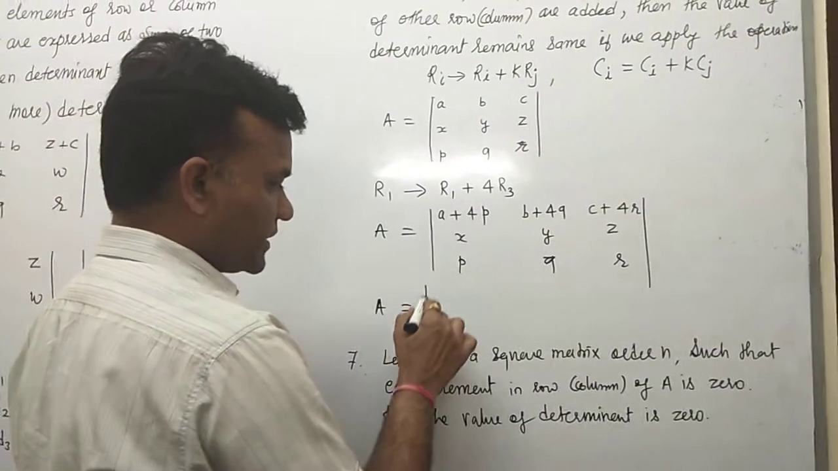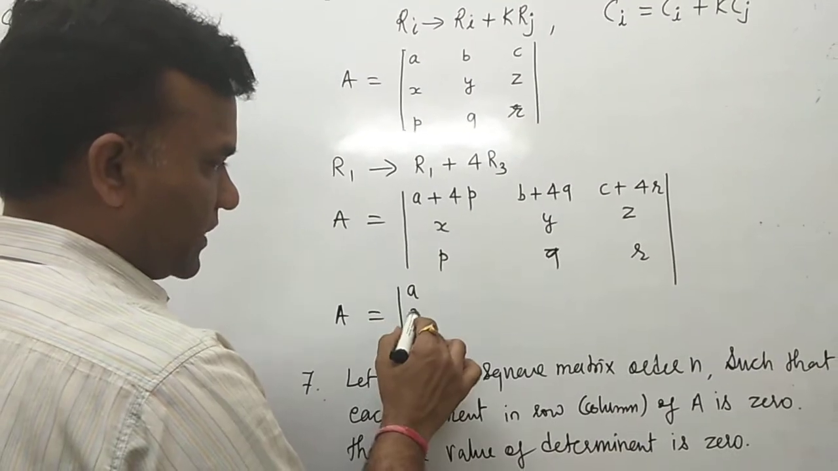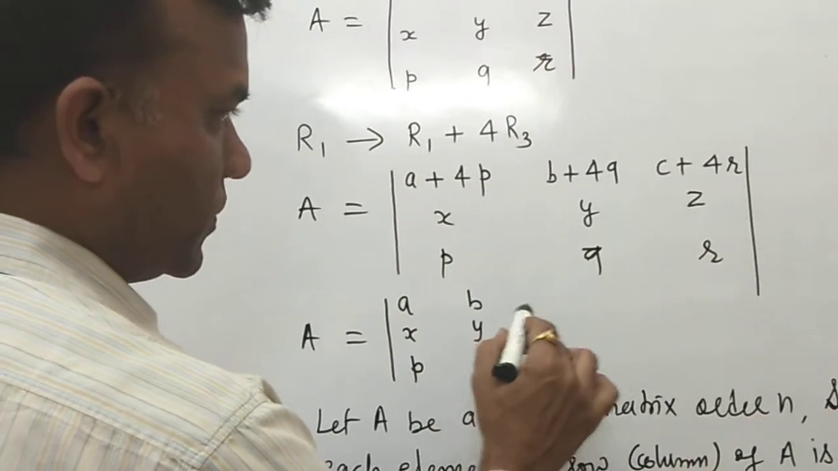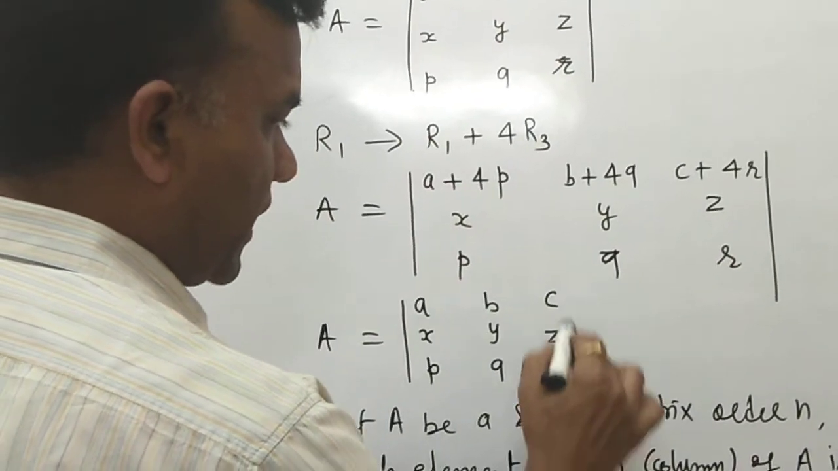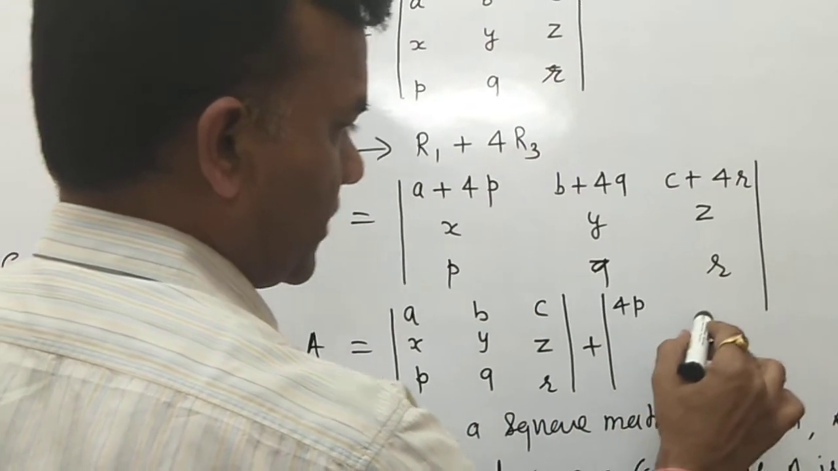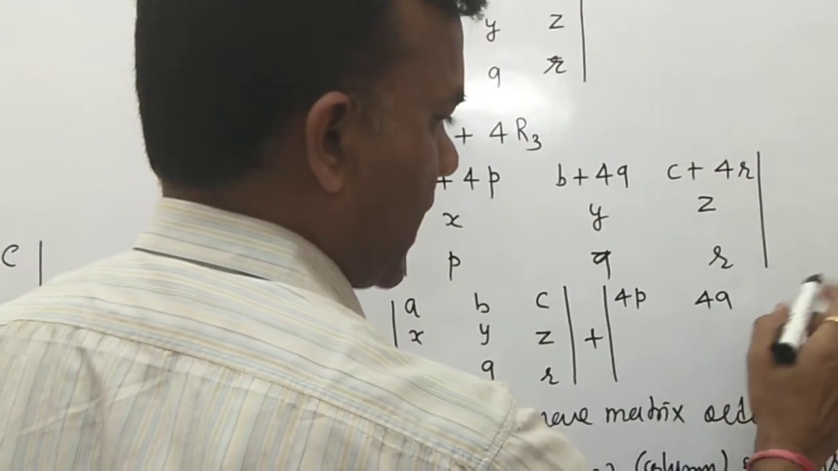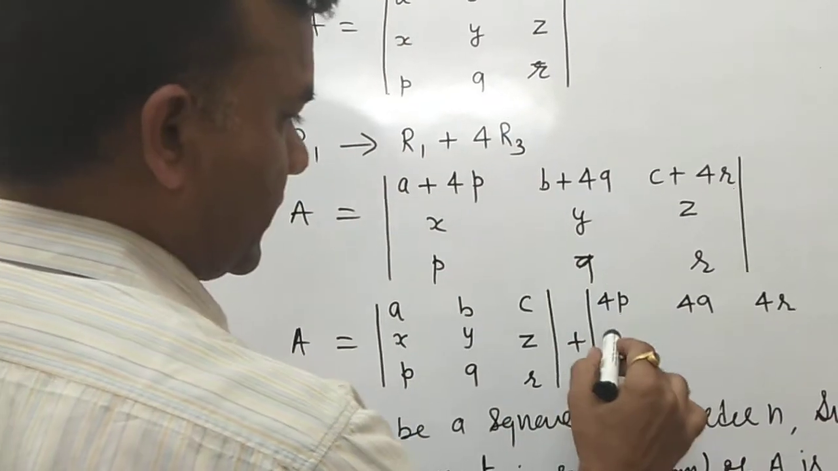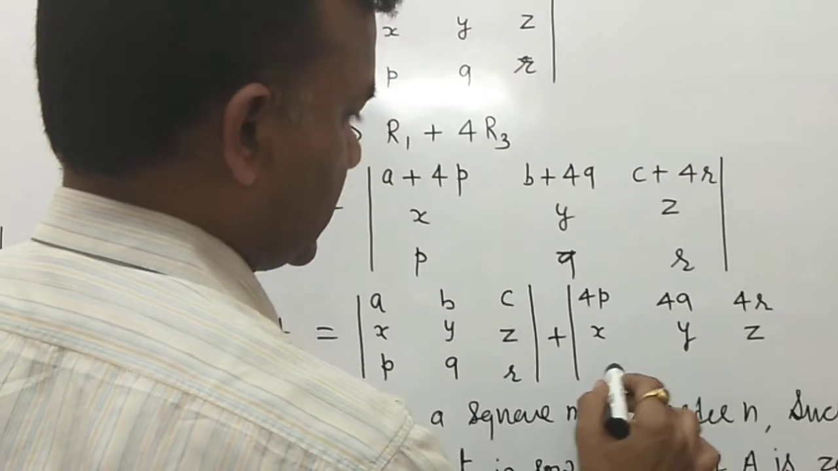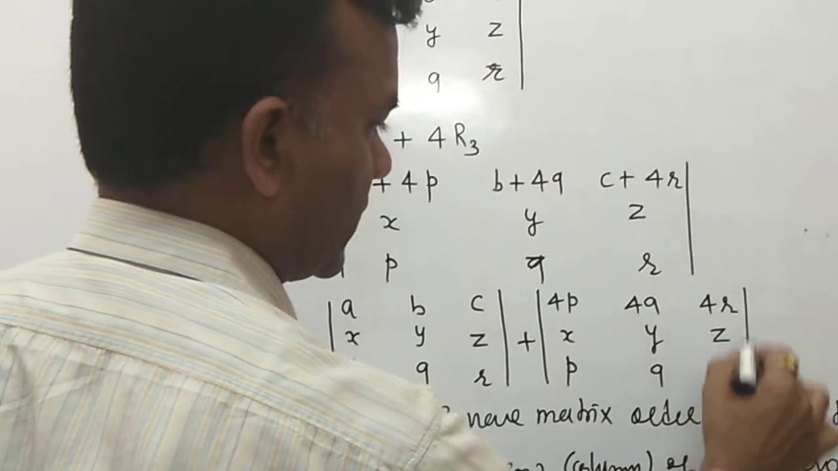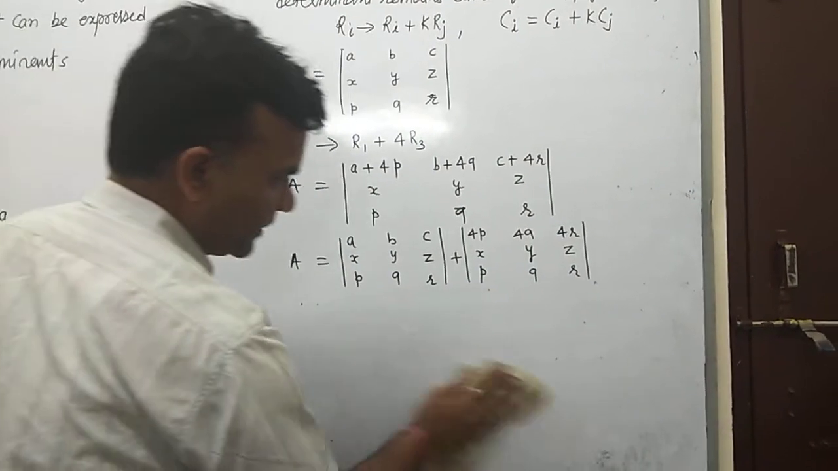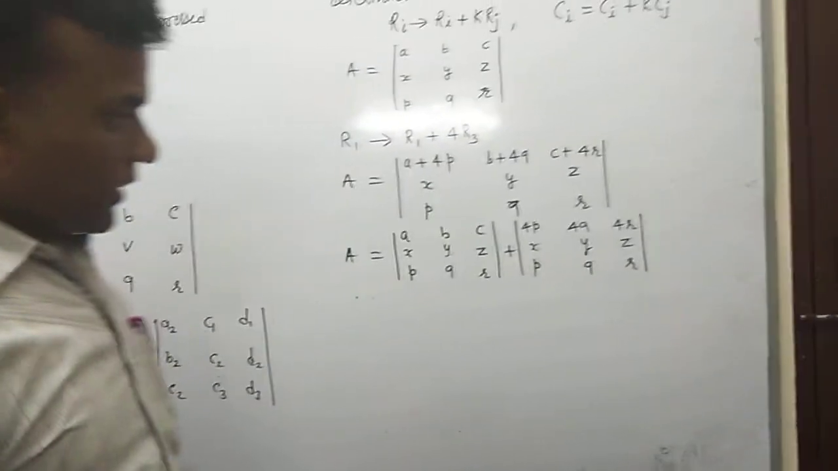So your answer is: the first determinant has rows A, B, C, then X, Y, Z, then P, Q, R, plus a second determinant with first row 4P, 4Q, 4R, and then X, Y, Z, and P, Q, R. Okay, so now we will discuss the last, the seventh property, but before that we first explain this property. Now it is very easy going.